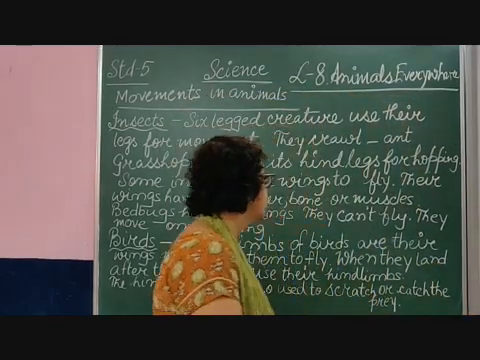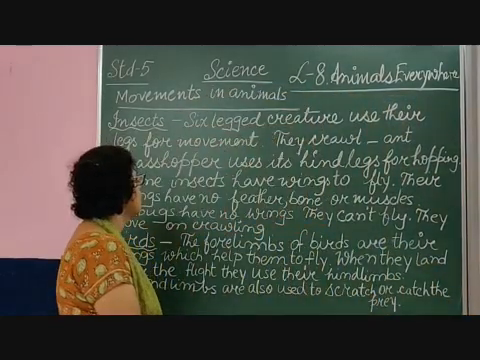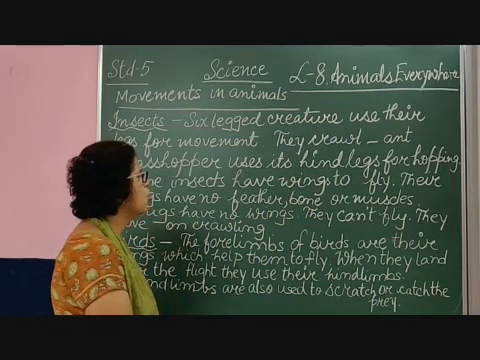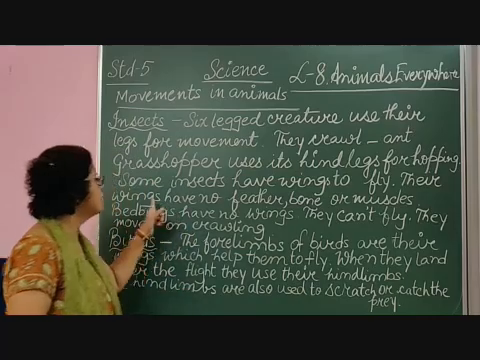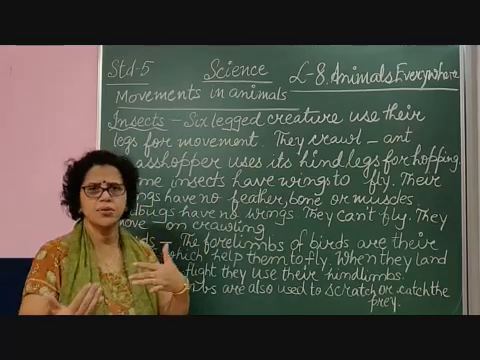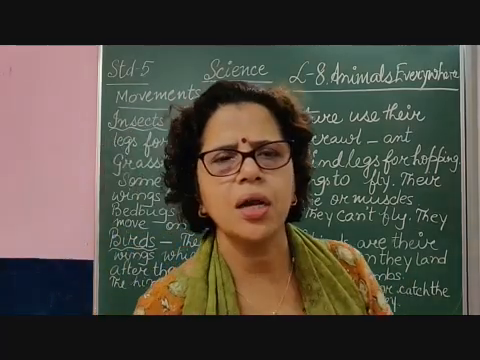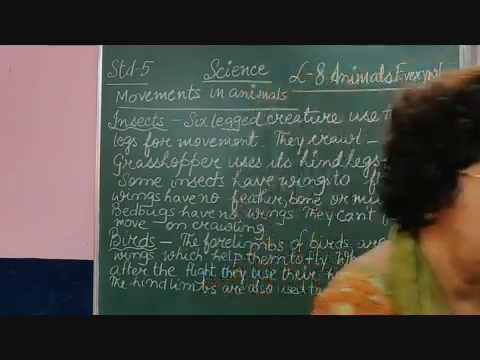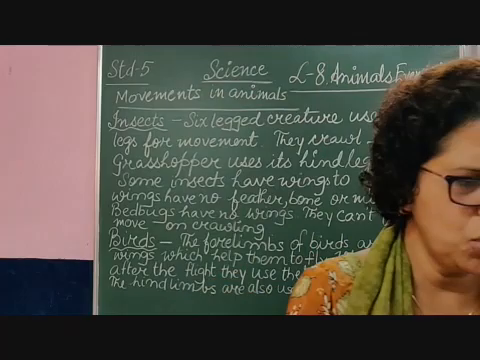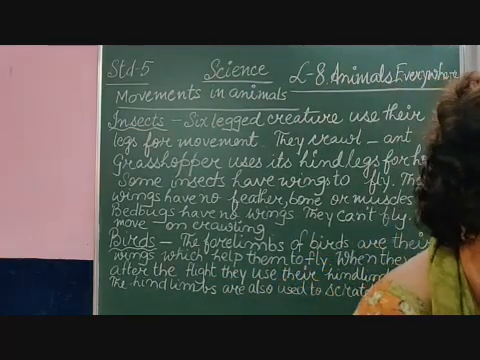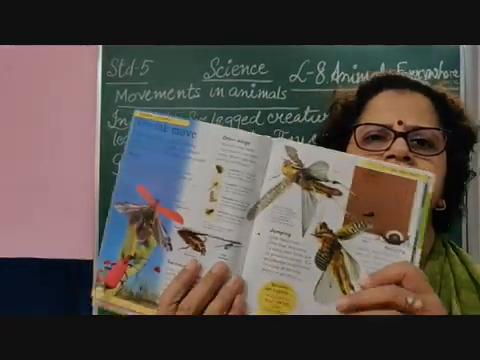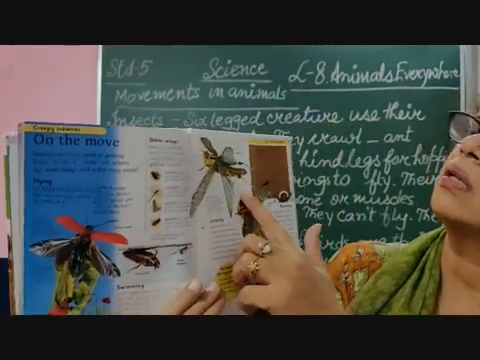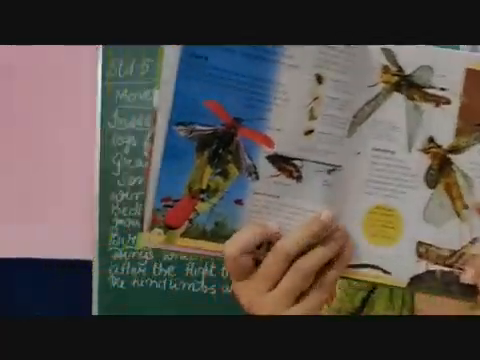Okay. Then grasshoppers use their hind legs for hopping. Hind legs means, we have discussed, the front are the forelimbs and the back are called hind limbs. Now let me just show you. As you can see this, okay.